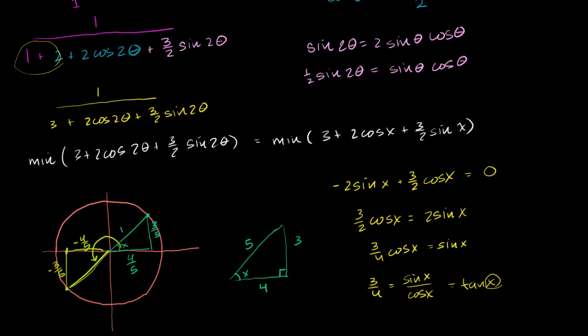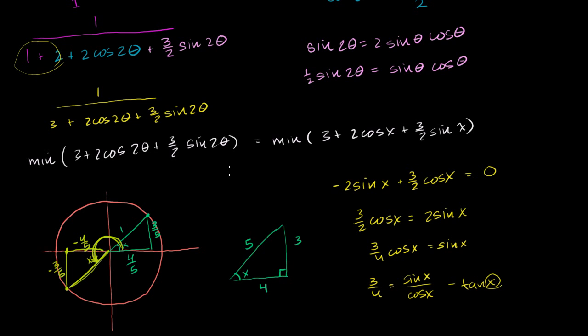So let's use this x right over here. And notice we don't even have to figure out what the x is, because we know that if the tangent is 3/4, either the sine is going to be 3/5 and the cosine is going to be 4/5, which will give us a maximum point, or the sine will be negative 3/5 and the cosine will be negative 4/5. So let's use these over here.